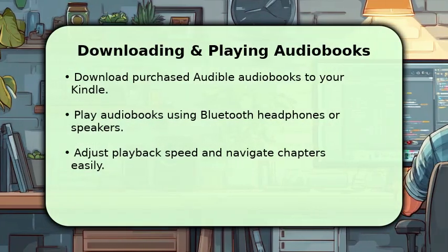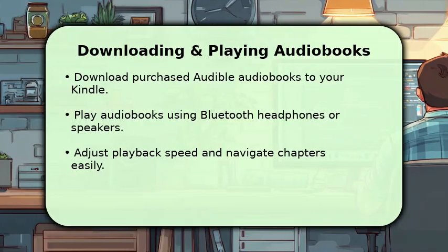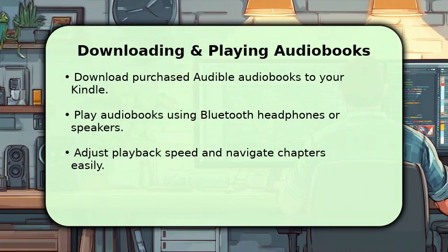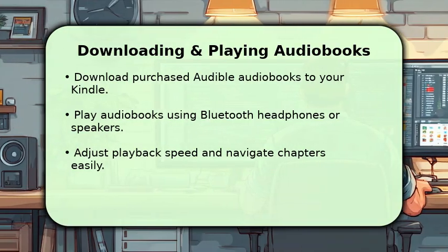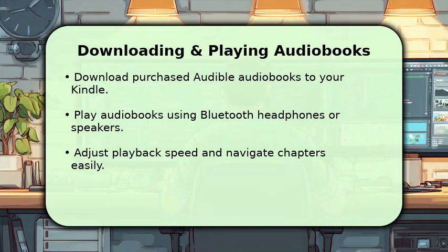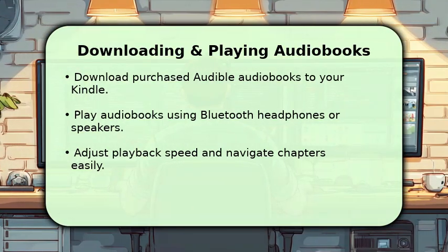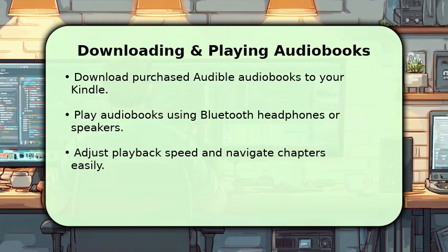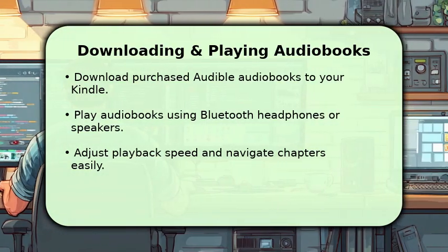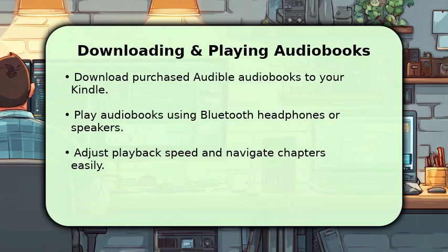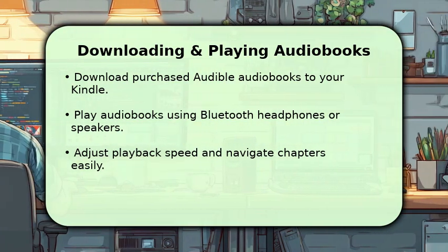Once you've selected an audiobook, download it directly to your Kindle. Depending on the file size, which can range from a few hundred megabytes to over 1 gigabyte, this might take a few minutes. To listen, connect your Bluetooth headphones or speakers to your Kindle. You can then control playback, adjust the listening speed from 0.5 times to 3 times the normal speed, and jump between chapters with simple on-screen controls, offering a truly personalized experience.